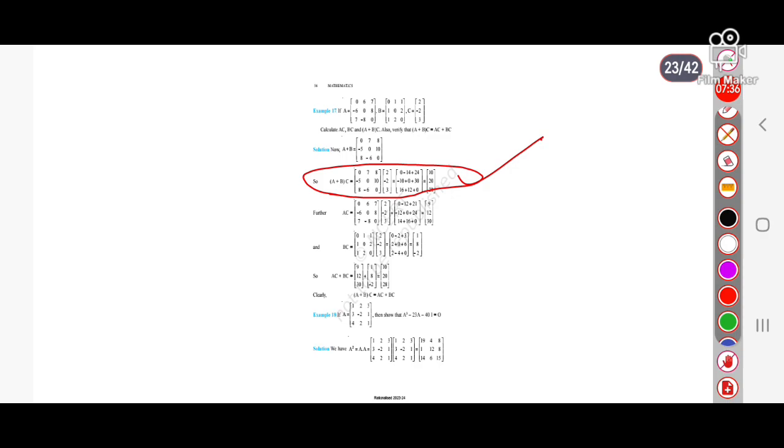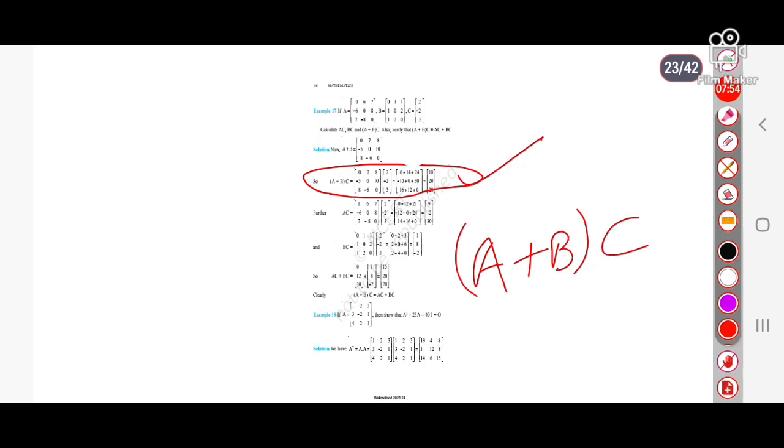Now they are calculating the value of AC. As I told you, they are splitting the entire question into certain parts so as to arrive at the answer clearly. They found the value of A plus B the whole into C, that is the LHS, and kept it aside, that is 10, 20 and 28, right? So 10, 20, 28 they kept aside, the LHS has been found.